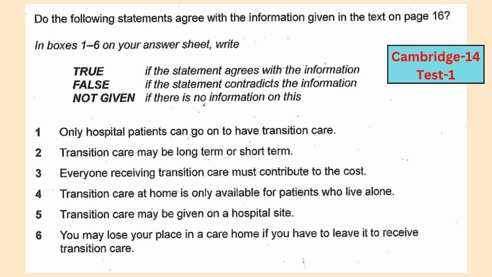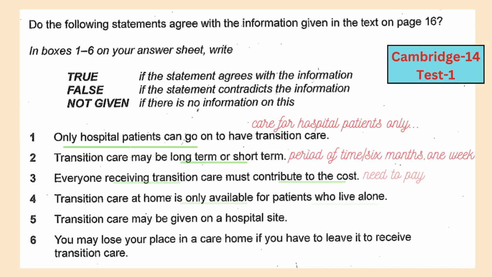So these are the statements. We just need to quickly highlight the keywords in the statements. Only hospital patients can go on to have transition care. Okay, we get the idea: care for hospital patients only. So transition care may be long term or short term. Okay, there should be a period of time, for 6 months or 1 week.